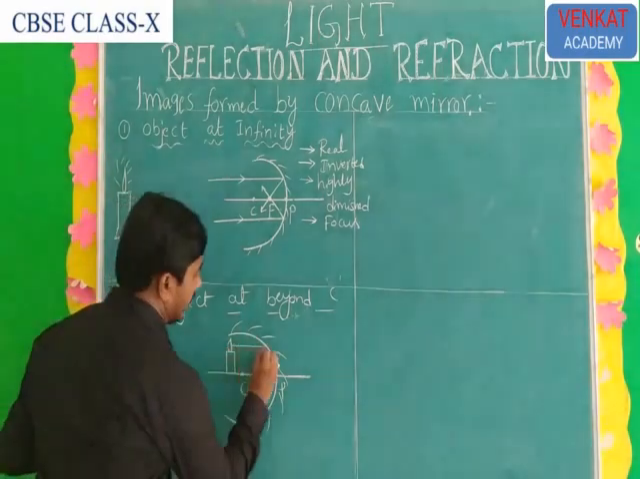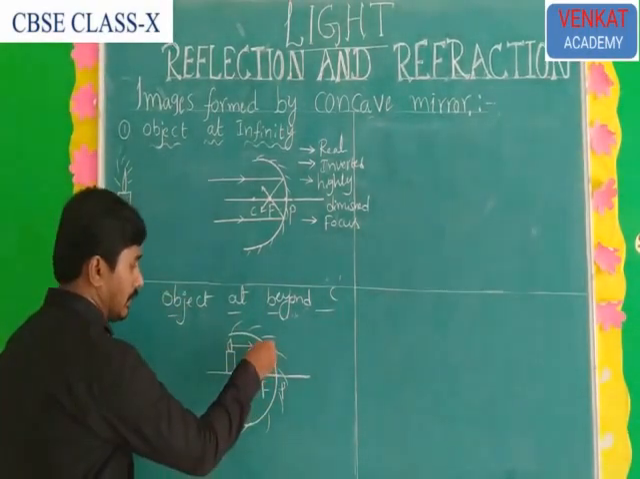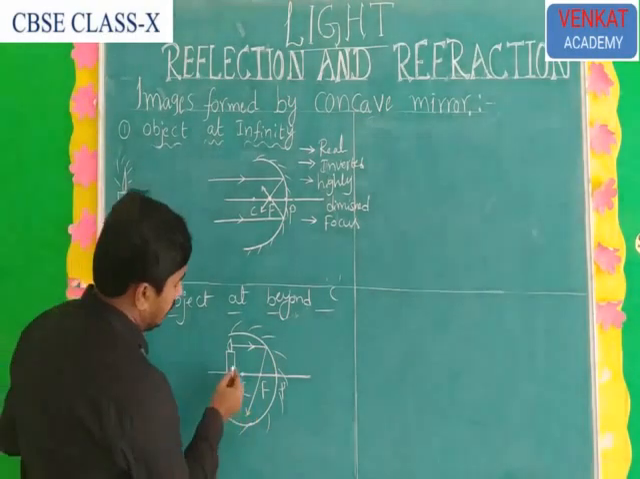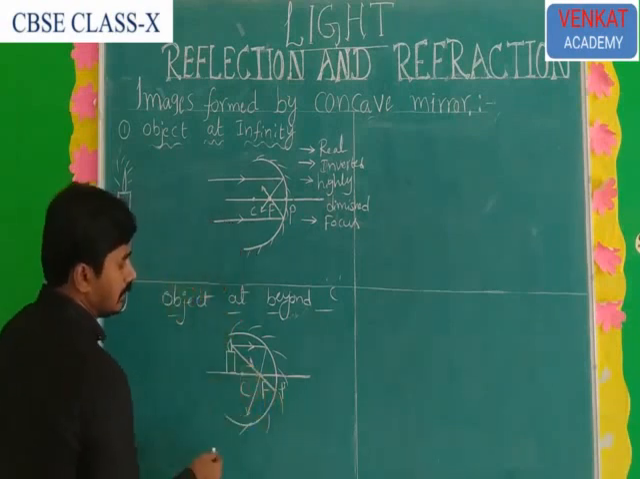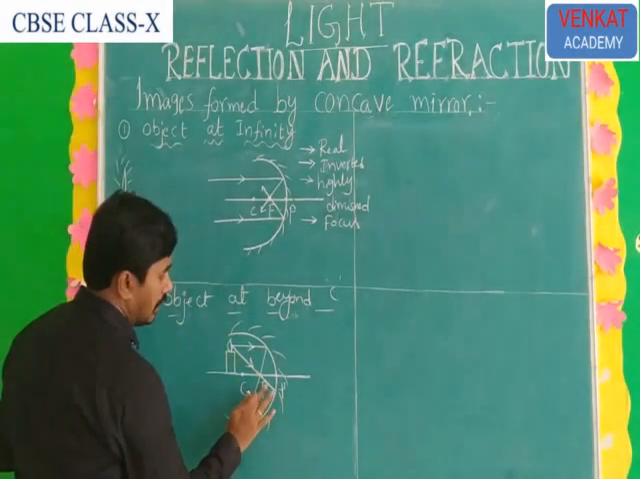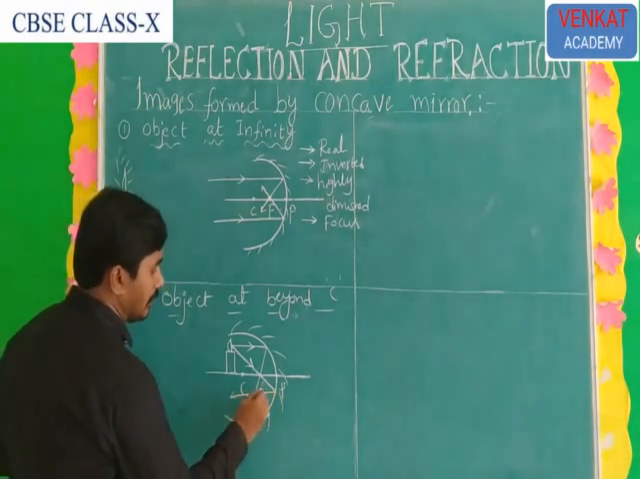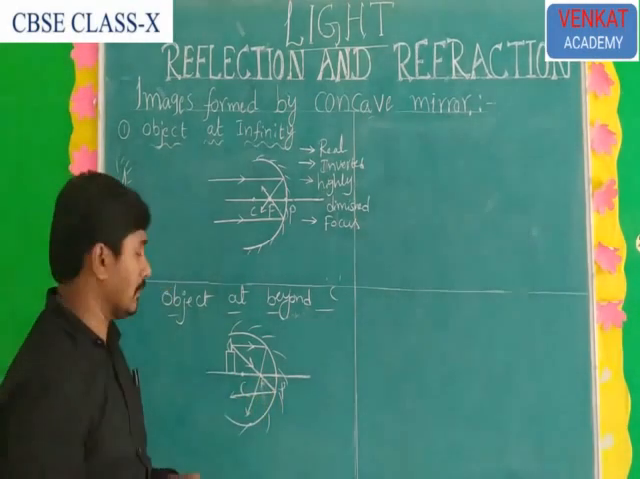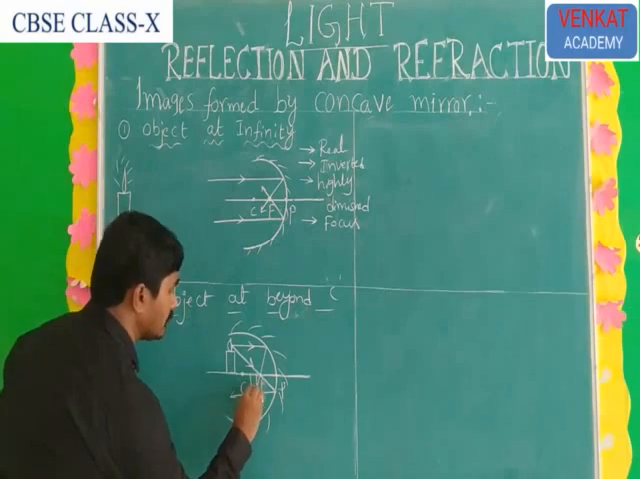One light ray is taken parallel to the principal axis, and after reflection the ray passes through the focus. The second light ray is taken through the focus, and after reflection it passes parallel to the principal axis. Where the two reflected rays meet, the image will be formed. This is the image.